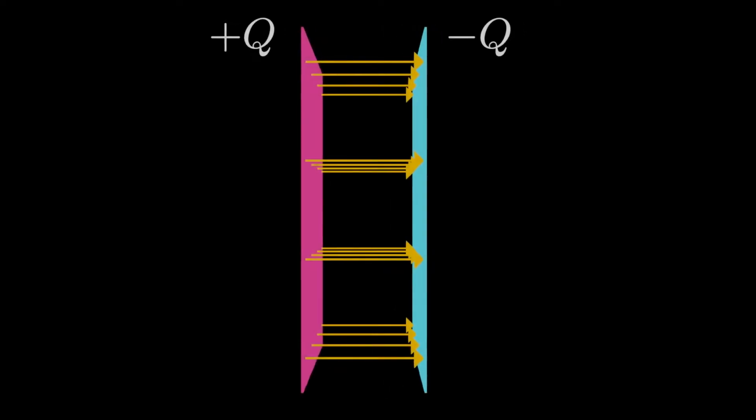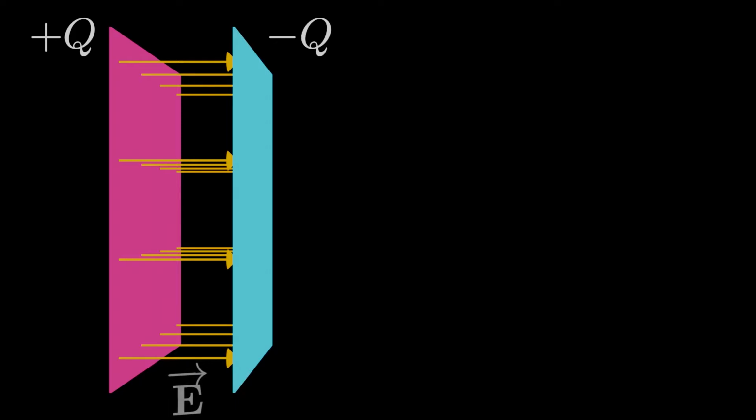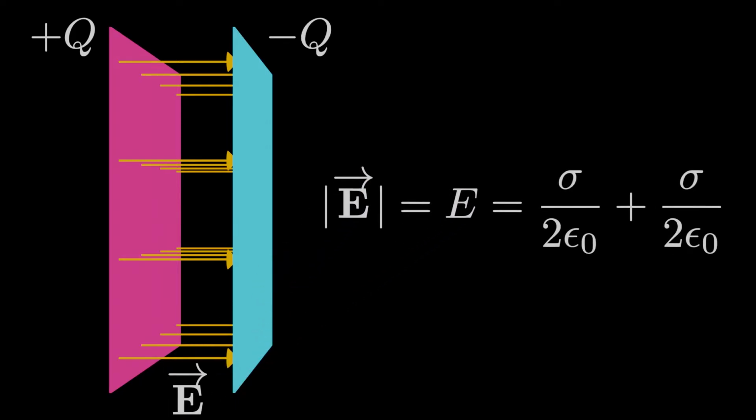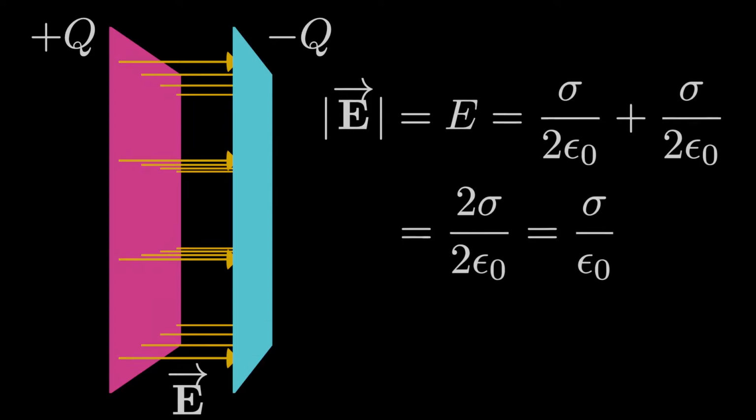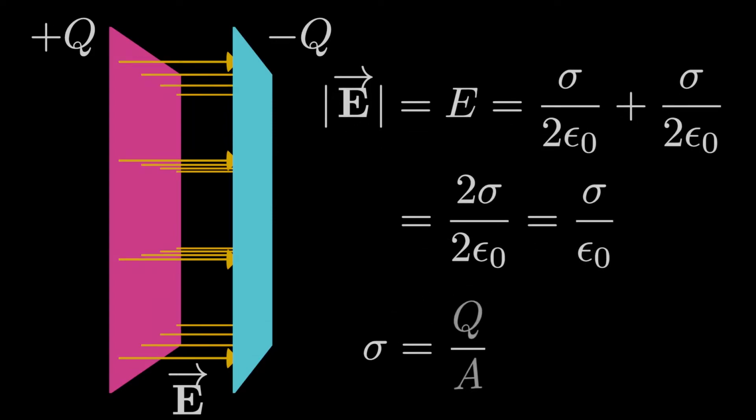So when we take the superposition of these electric fields from the two plates, the magnitude is 2 sigma over 2 epsilon naught, or just sigma over epsilon naught, as the electric field between two plates, where sigma is the magnitude of the surface charge density on one of the plates. It's okay to just add their magnitudes here since the vectors are parallel. Now, how do we break down sigma further? Sigma is just the charge per unit area of one of the plates, or just Q over A, where Q is the charge on one of the plates and A is the area of that plate. So that means we can write the magnitude of the electric field as Q over epsilon naught times A.